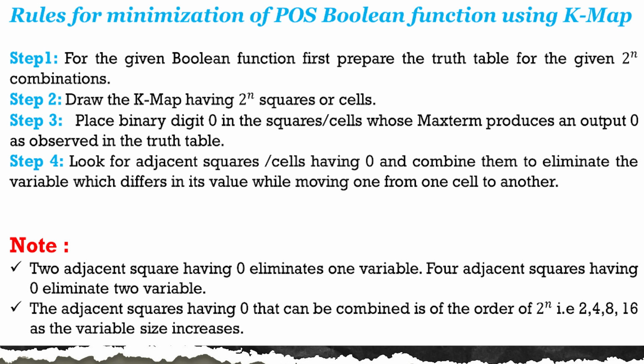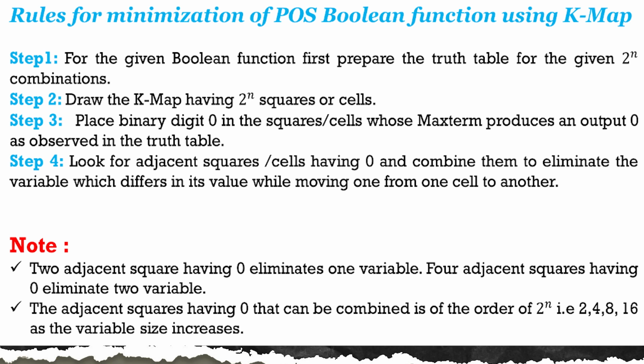Again the same note: 2 adjacent squares having 0 eliminate one variable. 4 adjacent squares having 0 eliminate 2 variables. The adjacent squares having 0 which can be combined should be of the order of 2 raised to n, that is 2, 4, 8, 16. This 16 comes when the number of variables in the function is 4, that is a, b, c and d, or as the variable size increases, the adjacent squares that can be combined also increase. Now we'll use the K-map.